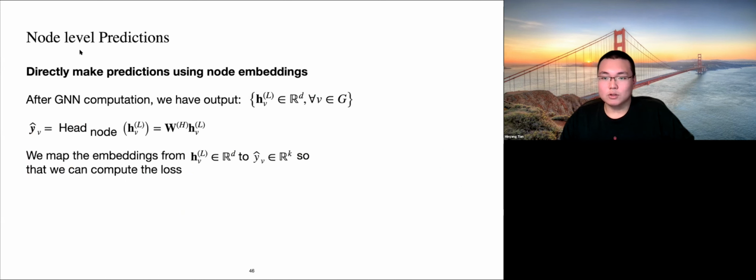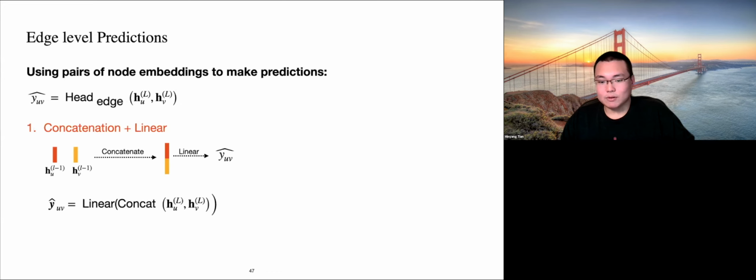For node level predictions, we can directly make predictions using node embeddings. After GNN computation, we have the output h_v, which is d-dimensional. Suppose we want a k-way prediction. The output head of the given node is some matrix times the embedding. This matrix can map the embeddings from the d dimension to k dimension so that we can compute our loss.